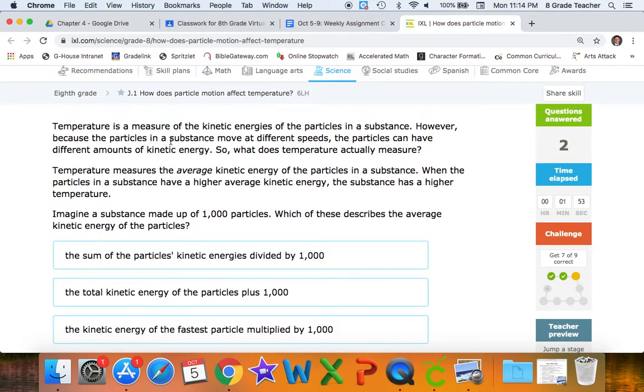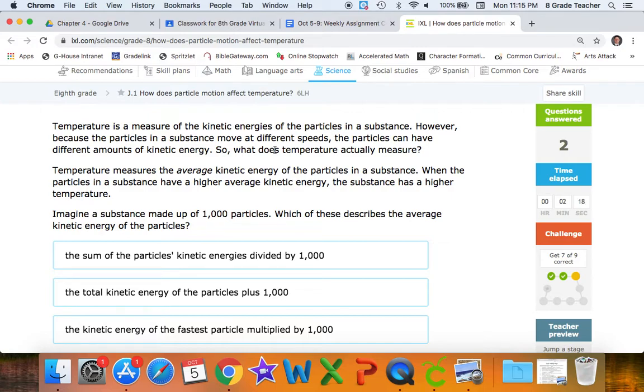Temperature is a measure of the kinetic energy of particles in a substance. However, because the particles in a substance move at different speeds, the particles can have different amounts of kinetic energy. So what does temperature actually measure? Temperature measures the average kinetic energy of particles in a substance. When the particles in a substance have a higher average kinetic energy, the substance has a higher temperature. Imagine a substance made up of 1,000 particles. Which of these describes the average kinetic energy of the particles?